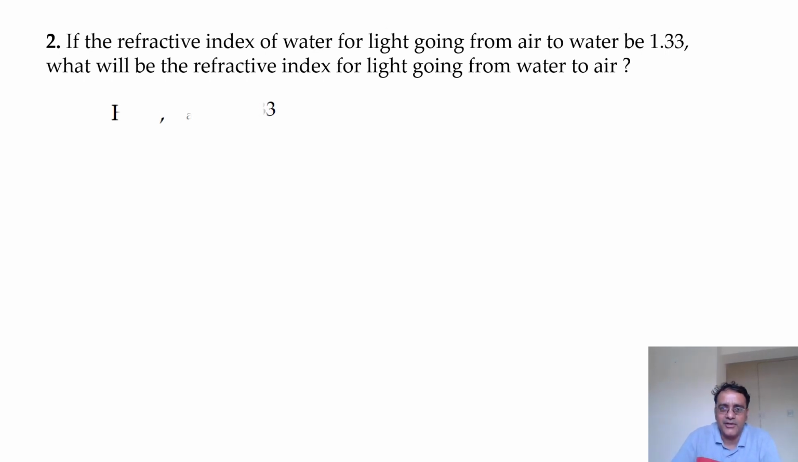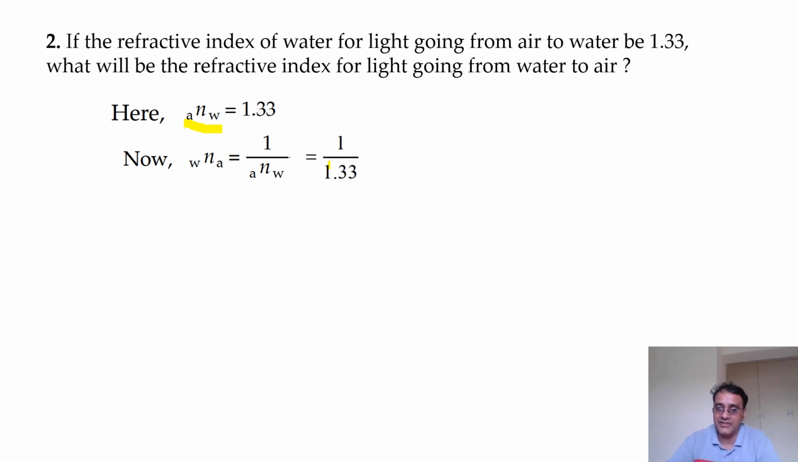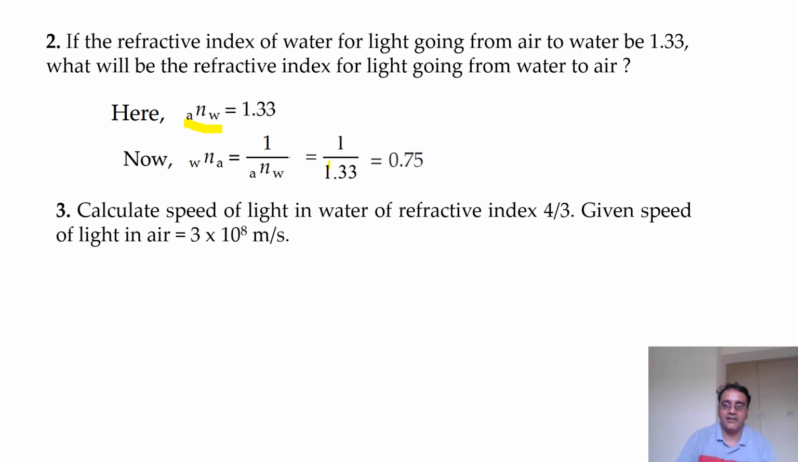यहाँ पे air और water है, तो हम लोग उसको ऐसे लिखेंगे, n of water with respect to air. Okay, n of water, that is refractive index of water with respect to air, is 1.33. So n of A with respect to water will be the reciprocal of n of W with respect to air. So we'll get 1 upon 1.33, and that will be equal to 0.75 approximately. So this is question number 2.